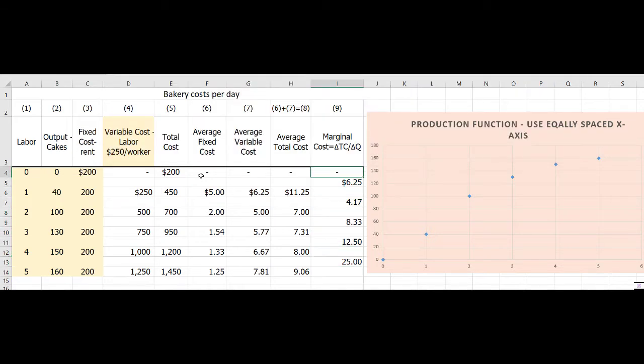That's important to see. On the margin, what happens when you hire a worker? What's it going to cost you? You can see that it drops down and goes back up. We'll graph that in a moment or two.